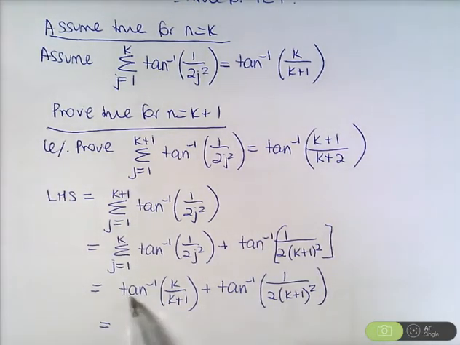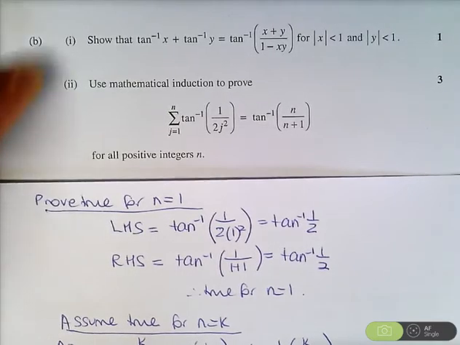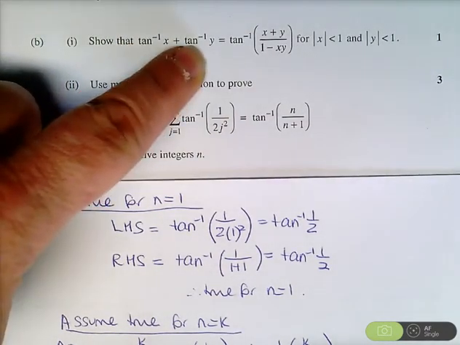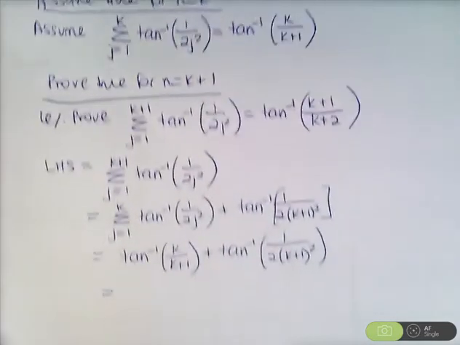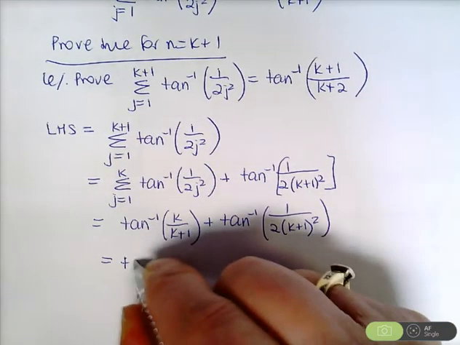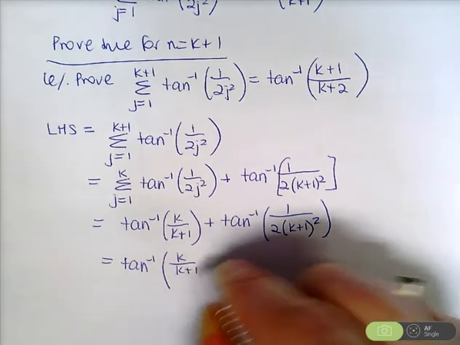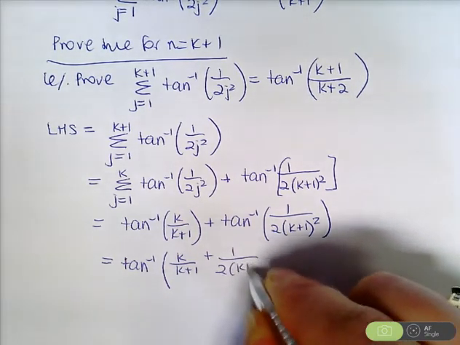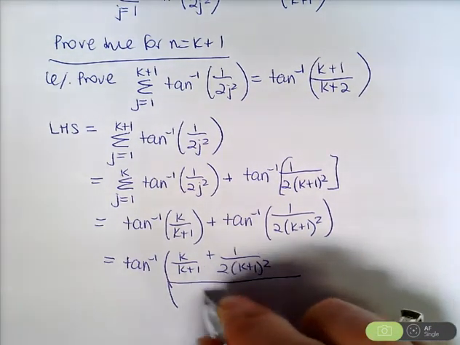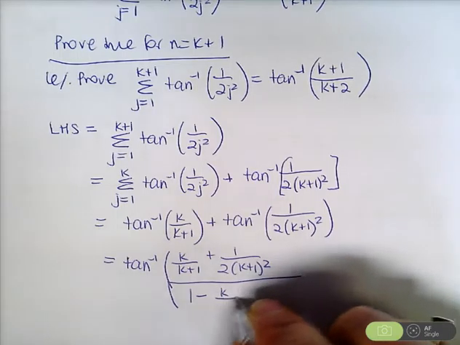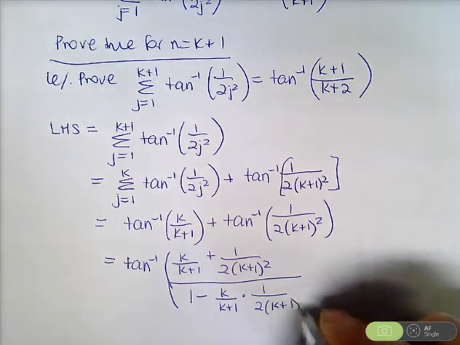Now this is in the form of inverse tan of x plus inverse tan of y. So we're going to use this result here from B part 1, that the inverse tan of x plus inverse tan of y is inverse tan of x plus y over 1 minus x times y. So therefore that is equal to the inverse tan of x plus y, which will be k over k plus 1 plus 1 over 2 bracket k plus 1 squared, and all of that is divided by 1 minus x, which is k over k plus 1, times y, which is 1 over 2 bracket k plus 1 squared.